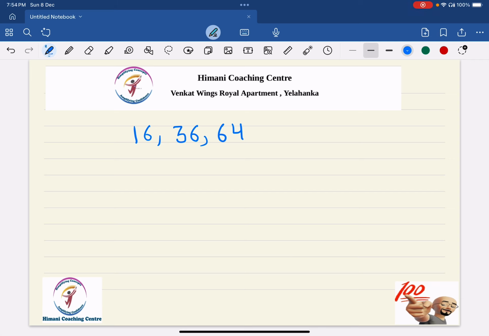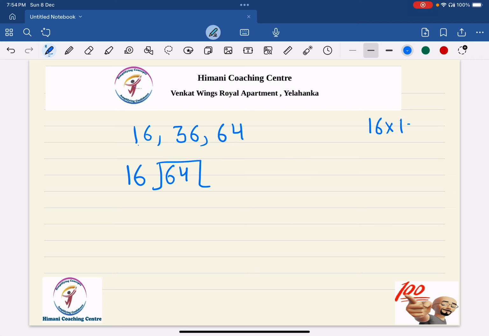So what is the biggest number here? 64. And you take the smallest number and take it as the divisor. So what is the smallest number here? 16. So now we have to divide 64 by 16. So let us write the table of 16.